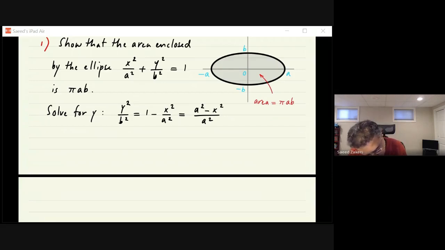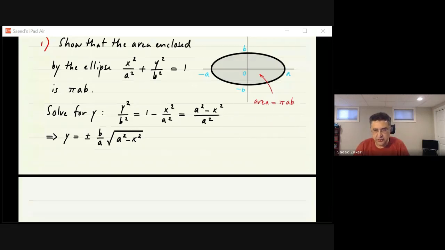So if I do the simple algebra, it follows that y will be plus or minus b over a square root of a squared minus x squared. This is simple algebra that you can make. Now I get two solutions. One of them is plus blah blah blah. The other one is minus that.